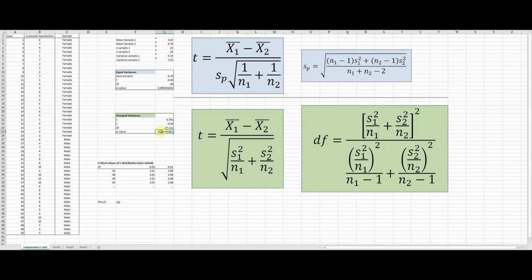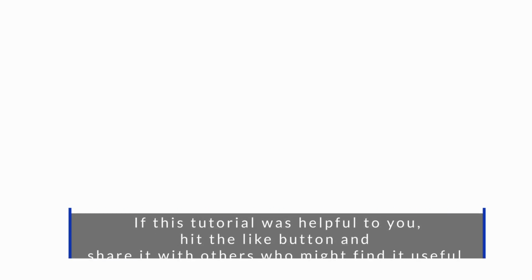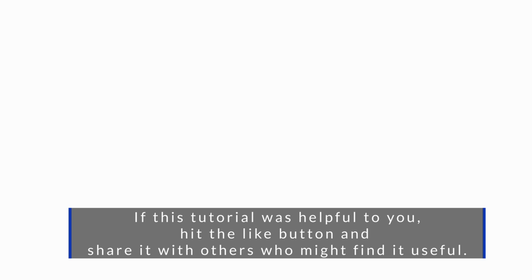So just make sure that you check the equality of variances before, so you know which formula to apply. I hope this was helpful to you and that you now have a better understanding of how the independent samples t-test works.